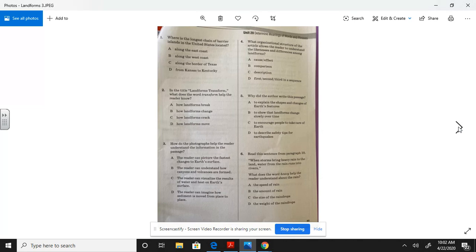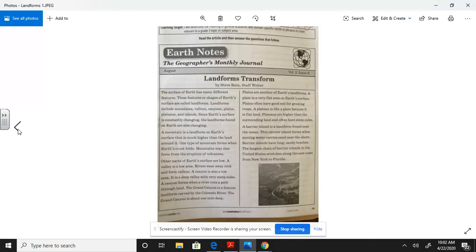So anyway, number one, where is the longest chain of barrier islands in the United States located? You are going to underline or highlight the word longest, and then we're looking for barrier islands. I'm going to go back into the passage. It should be a right there answer in the passage.